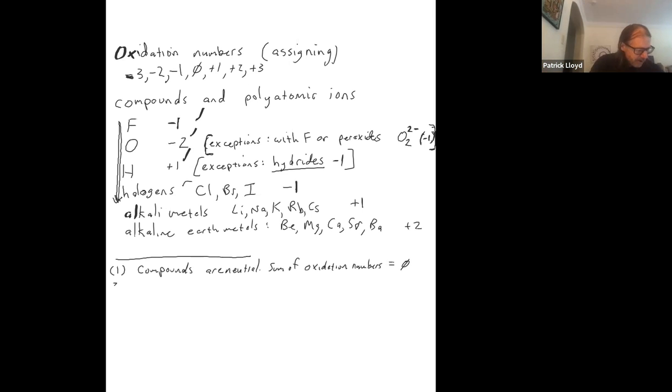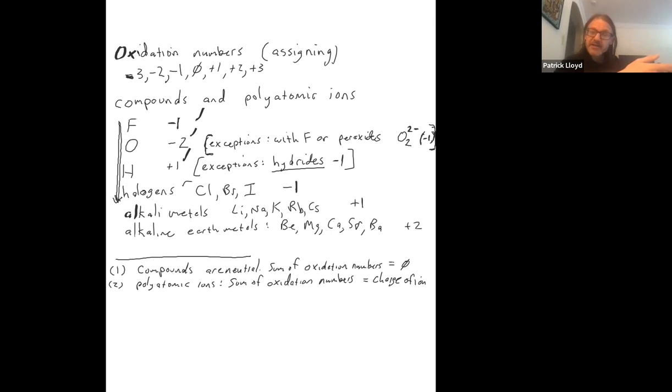Okay. What about polyatomic ions? The sum of the oxidation numbers equals the charge of the ion. So for example, the sulfate ion, SO4 -2, the sum of all the oxidation numbers of those atoms in the sulfate ion has to be -2. You add them up, it's got to be -2. Sulfur plus 4 oxygens has got to add up to -2.